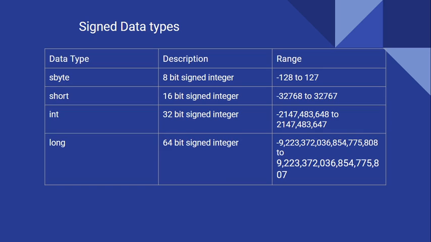So here is the data type, its description, and the range. sbyte is the data type, which is an 8-bit signed integer, and it can store values from -128 to +127. Short is also a signed data type, which is 16-bit. It can store values from -32768 to +32767. Similarly, int, which is a 32-bit signed integer, can store this much, and long, which is 64-bit, can store a tremendous value.